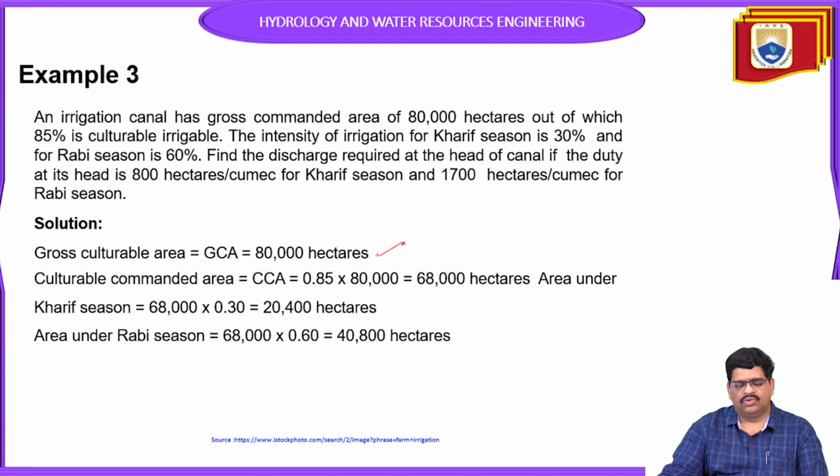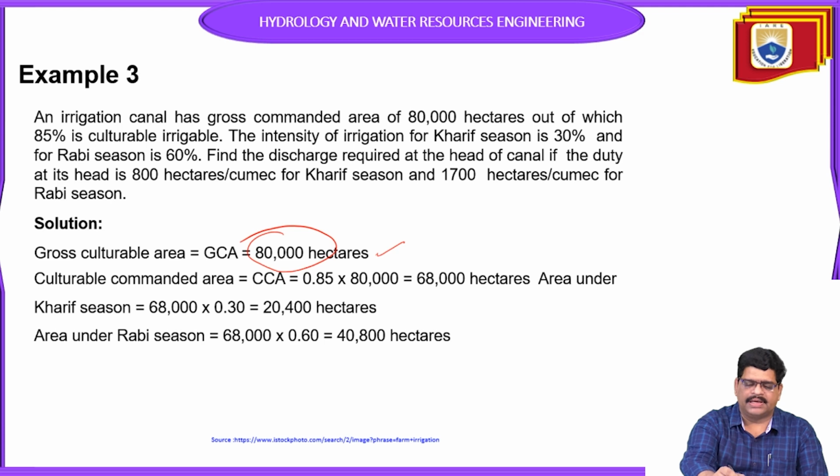Next is the cultivable command area. The cultivable command area is nothing but the area that is cultivated out of this total gross command area. We call it the cultivable command area. How much of it is given here? 85% of it is cultivable.